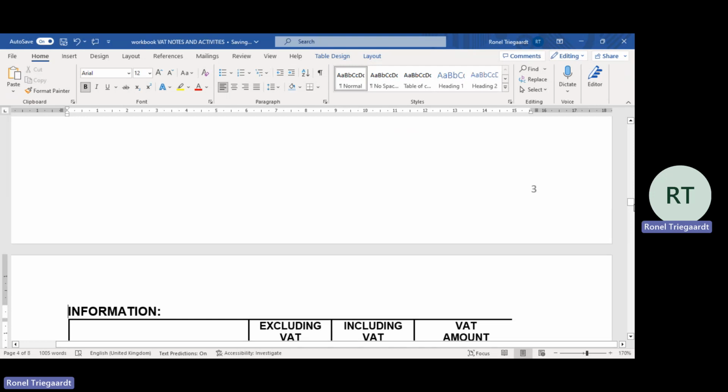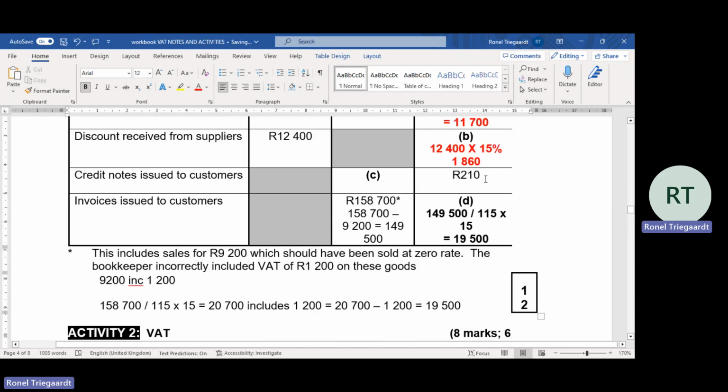How do I do this? What do I know? I understand that that is the VAT amount and that, as you know, equals 15%.